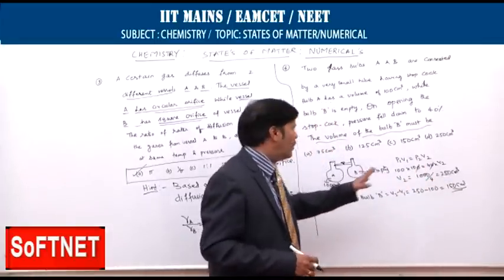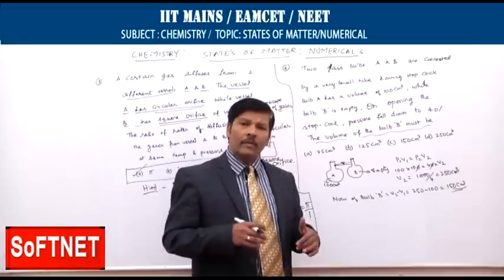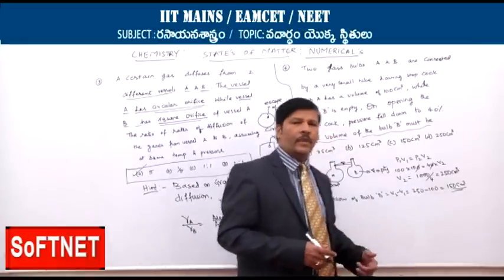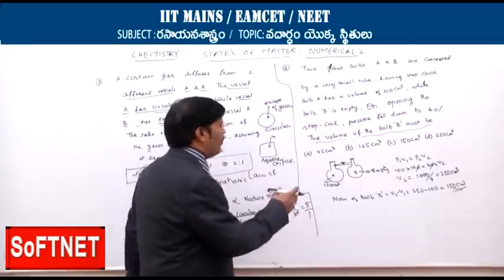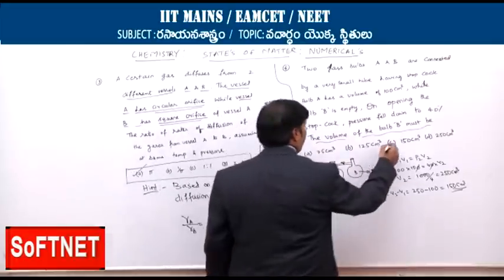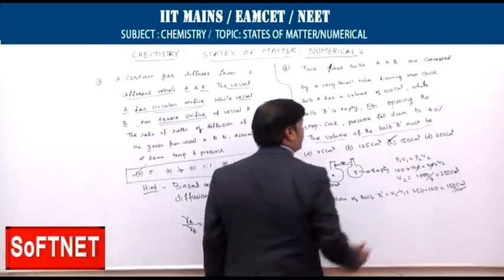So what is the exact amount of volume which has entered into the bulb B, which was initially empty? That is 250 minus 100, which will give you 150 centimeter cube, the exact amount of volume which has entered into the bulb B. So therefore 150 centimeters, option C, is the correct answer.